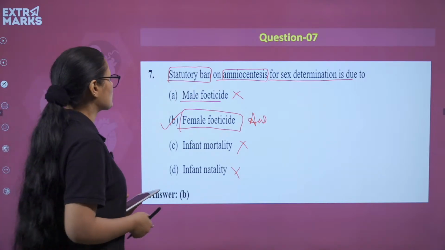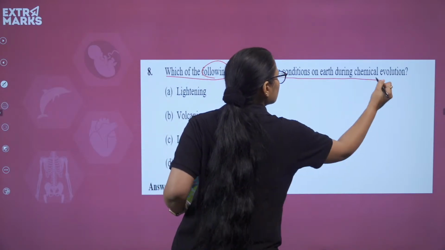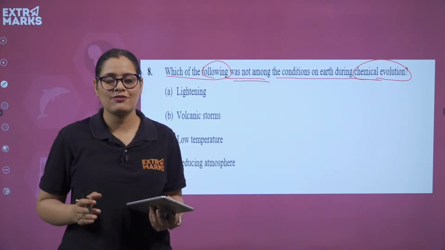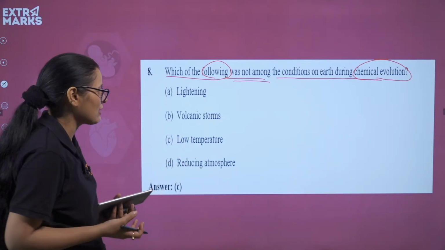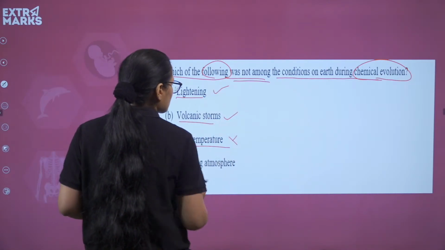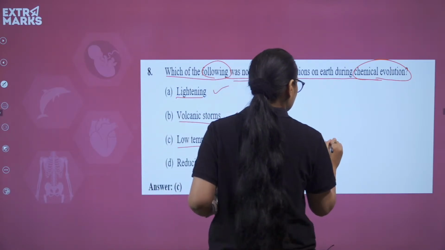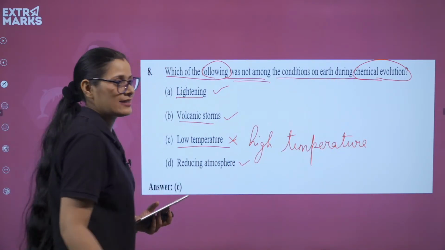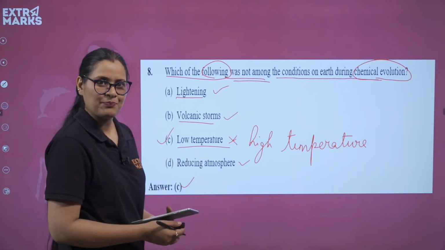Let's discuss the next question. The next question says, which of the following was not among the conditions on earth during chemical evolution that mimicked the earlier environment or earlier conditions required for the initiation of life on earth? So it includes lightning, it includes volcanic storms, it includes high temperature; low temperature is not an answer. Reducing atmosphere was there; oxidizing atmosphere comes after oxygen came into earth. So the answer would be option number C. I hope this is clear to you.